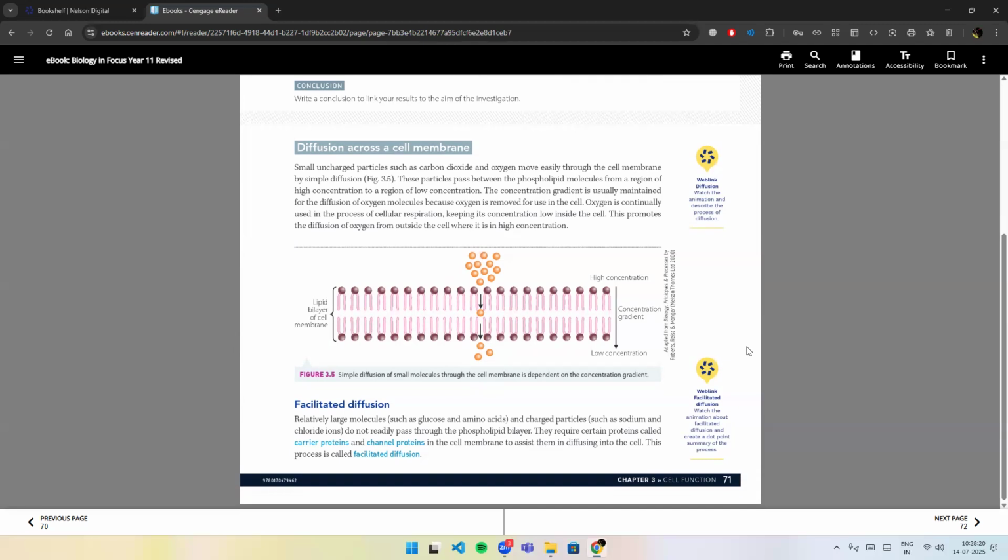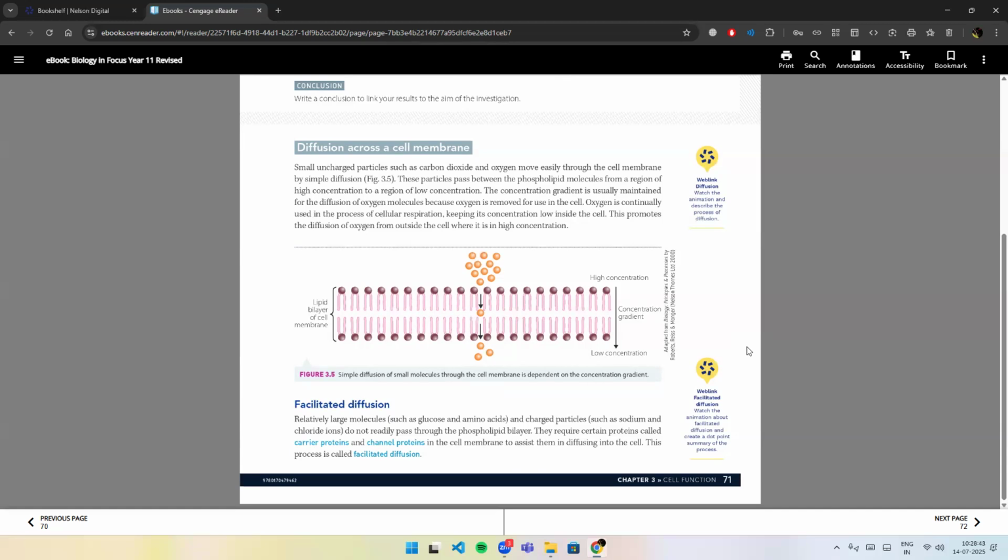The concentration gradient is usually maintained for the diffusion of oxygen molecules because oxygen is removed for use in the cell. Oxygen is continually used in the process of cellular respiration, keeping its concentration low inside the cell. This promotes the diffusion of oxygen from outside the cell where it is in high concentration.